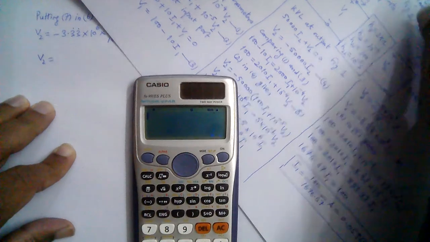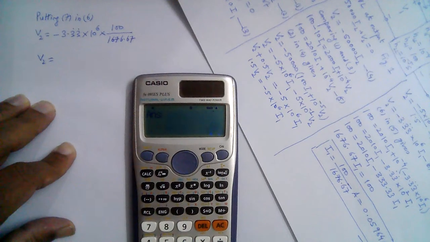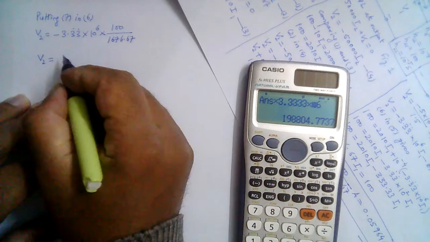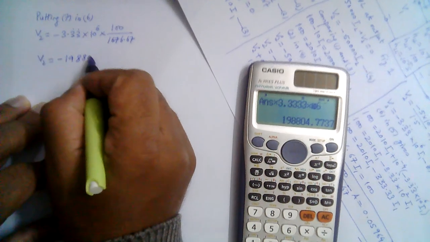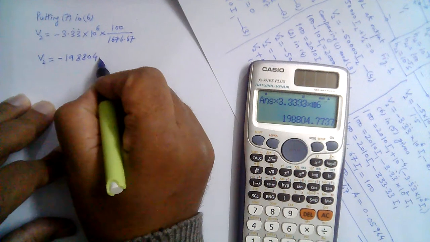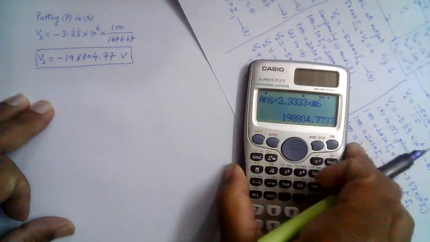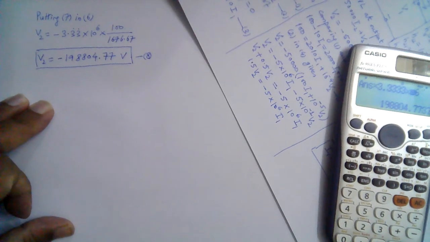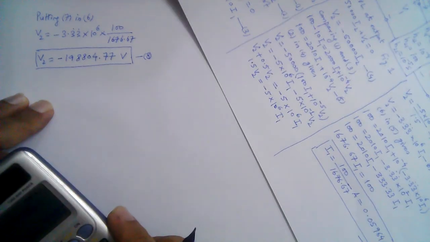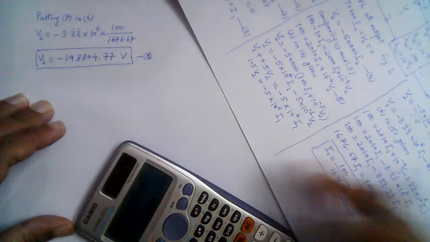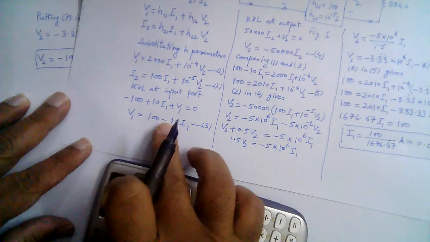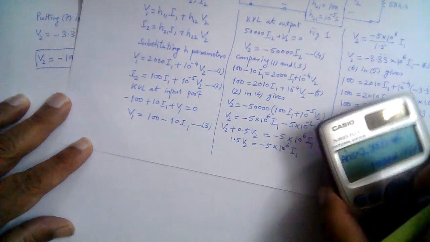So V2 is equal to, calculator again. We already calculated this fraction, and this was found out to be 0.05964, and that is multiplied by minus 3.33 into 10 raised to the power 6. So that gives us minus 198804.77 volts. So we get the value of V2 as well. Let me call this equation 8. So we have found out the value of I1 and V2 so far. Now we can find out the value of V1, for example, from here. We can substitute the value of I1 here and find out the value of V1.